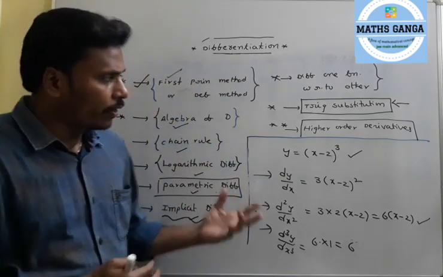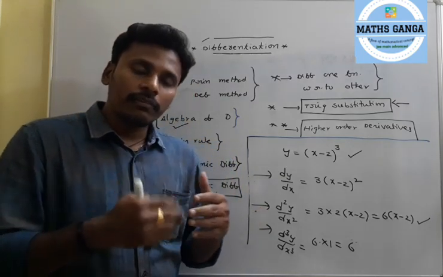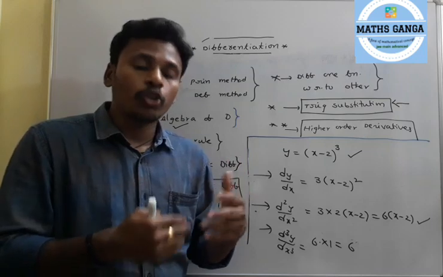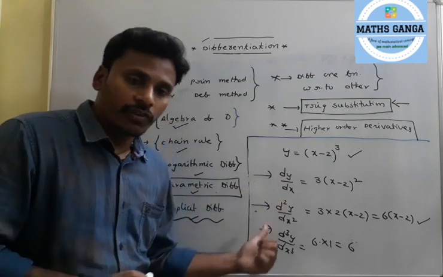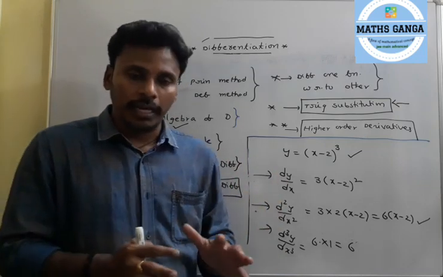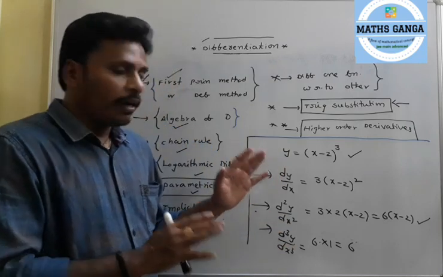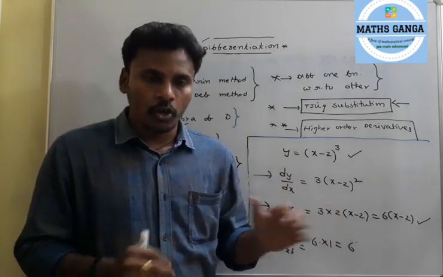At the end, higher order derivatives. That means finding derivatives repeatedly, continuous differentiation: dy by dx, d square y by dx square, d cube y by dx cube, like that. So this is finally all about differentiation and methods of differentiation. Okay, have a look.